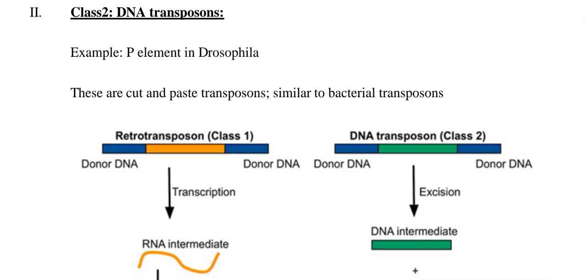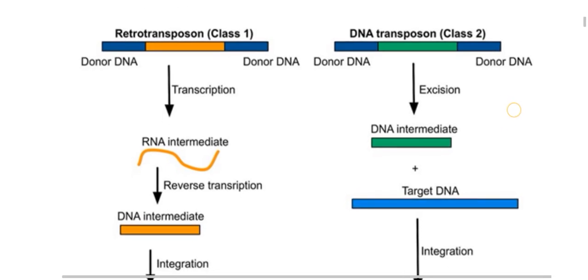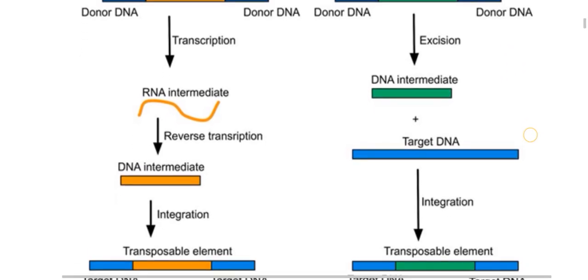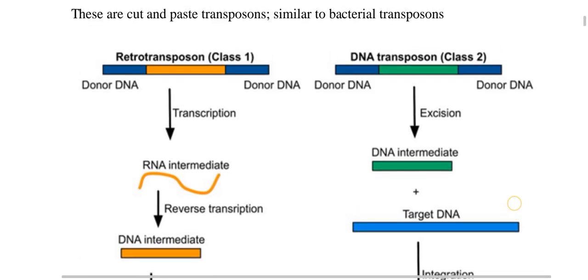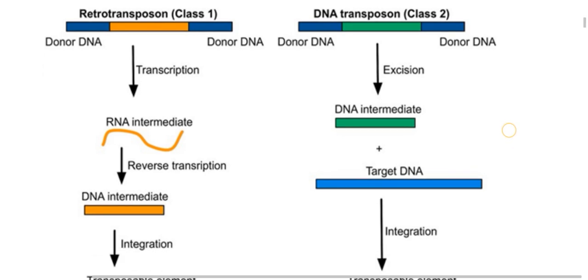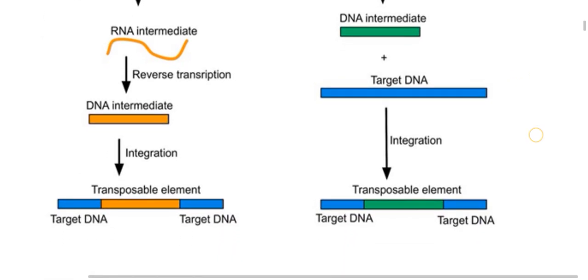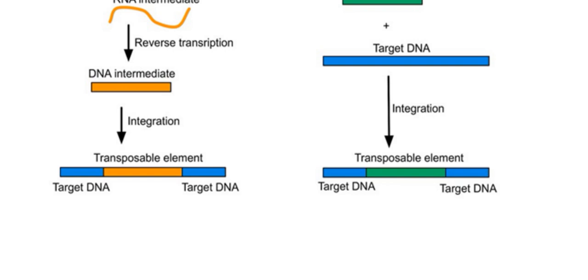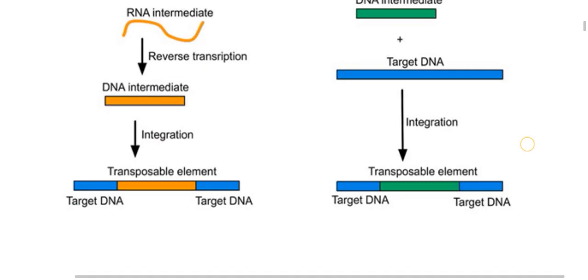Retrotransposons, class 1: donor DNA, transcription, RNA intermediate, reverse transcription, DNA intermediate, integration, transposable element in target DNA. Then DNA transposon, class 2: donor DNA, excision, DNA intermediate, integration, transposable element in target DNA. So reverse transcription happens in case of retrotransposon.